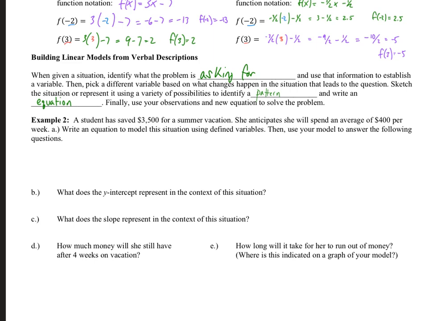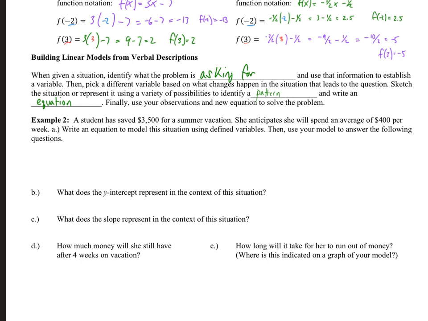So we want to pick variables based on things that are changing in the problem. And so, looking at what it's talking about, right? It's talking about the amount of money that she has, and it looks like time, right? The amount of time that she's spending on vacation. So those are the two things that are changing in the problem, like how much time has passed and how much money she has.